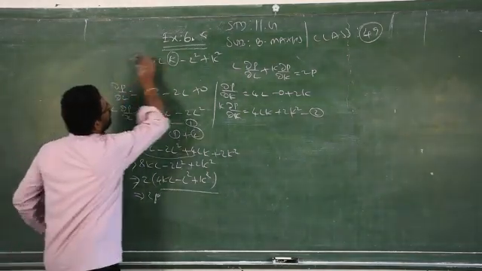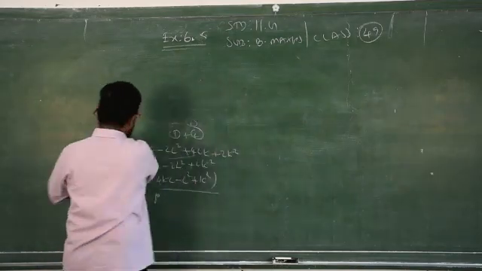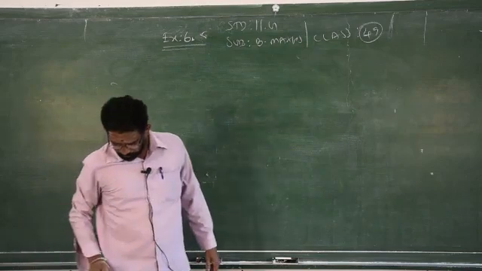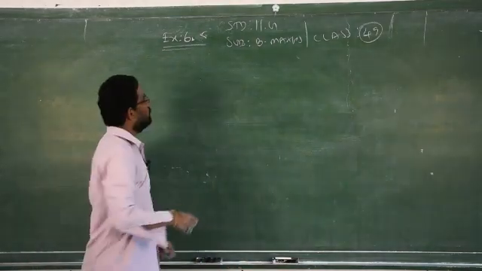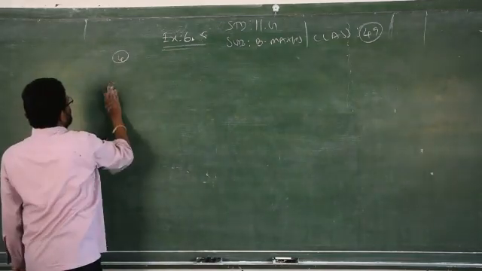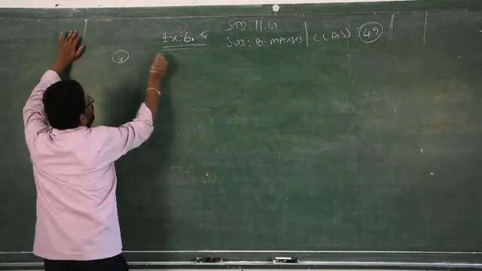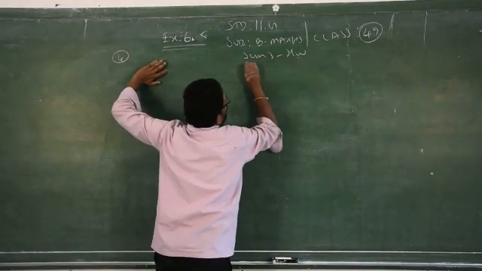The next is sum number 3. Sum number 3 is just like the same model, so take it as homework. Now we'll go to sum number 4. Sum number 3 is homework. Clear?